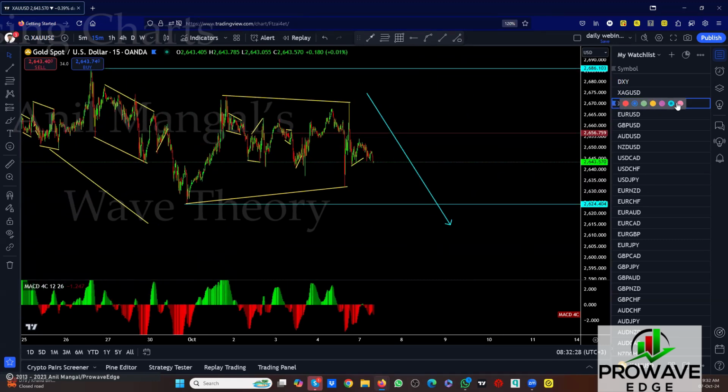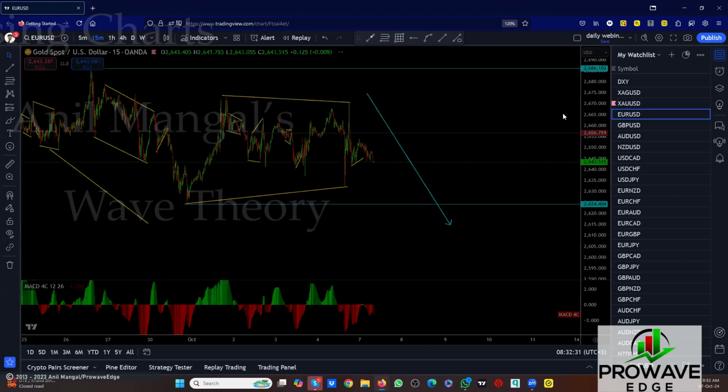As I wait for the sell setup, this one should also be in the sell, but we are not in, so I wouldn't put anything.